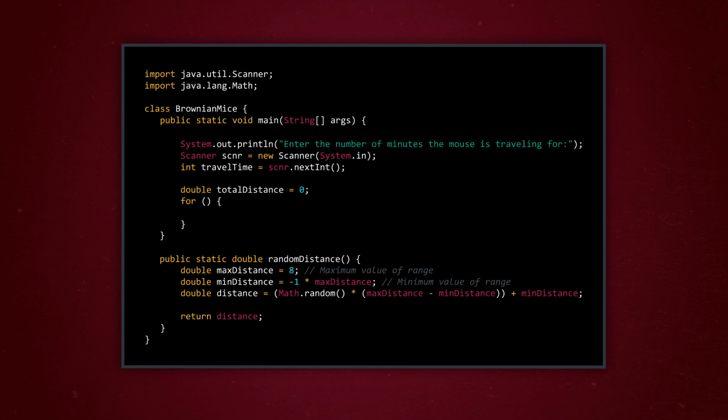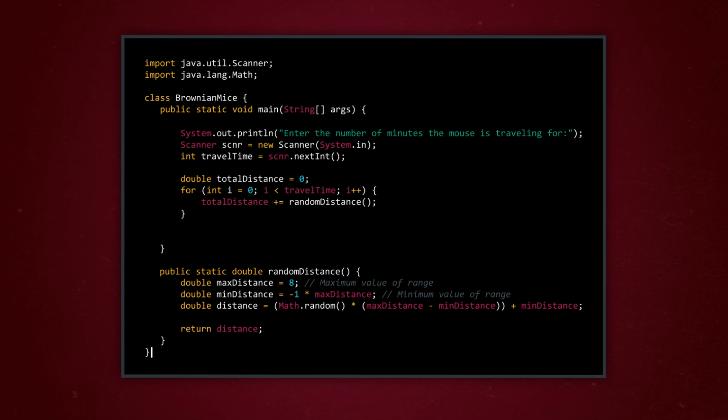First up, we need to add the information to the for loop parentheses. We initialize our counter, named I, at 0. We set the condition that I has to be less than the travel time variable, so that we can execute the loop as many times as the number of minutes. And we increment the counter by 1 after every loop.